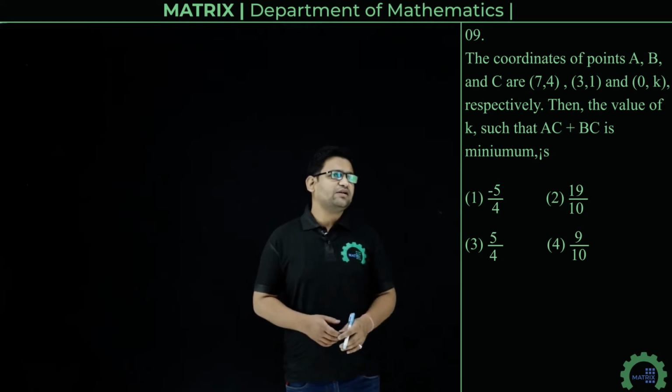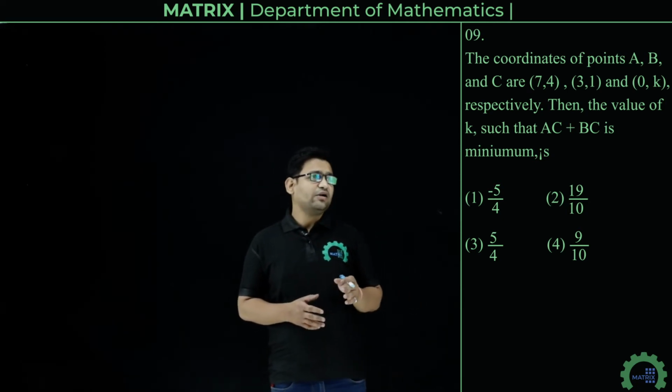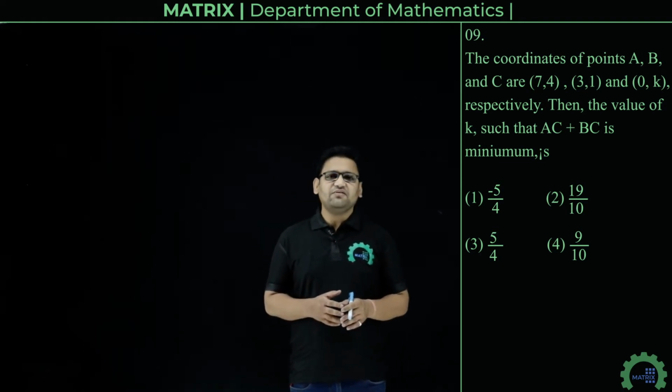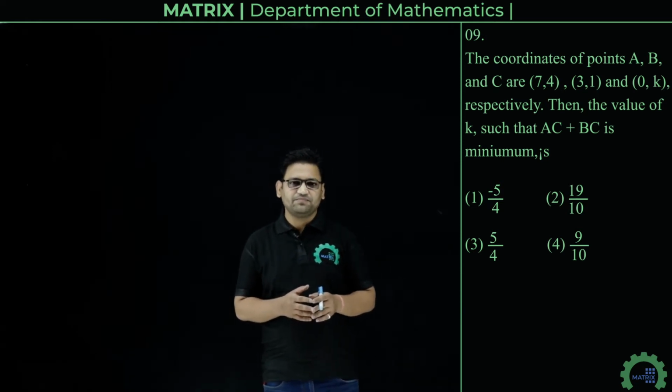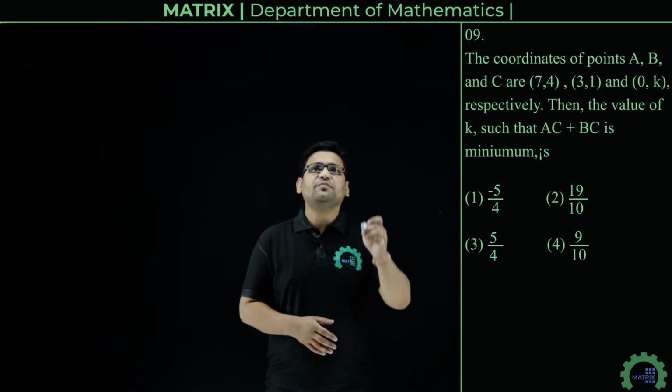In the next question, we are given the coordinates of points A, B and C, and the coordinates of C are given in the form of K. We have to find the value of K for which the value of AC plus BC is minimum. So first of all, we will plot these given points on the Cartesian coordinate plane.